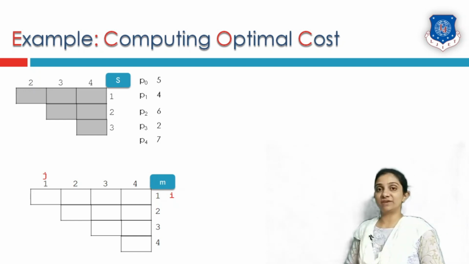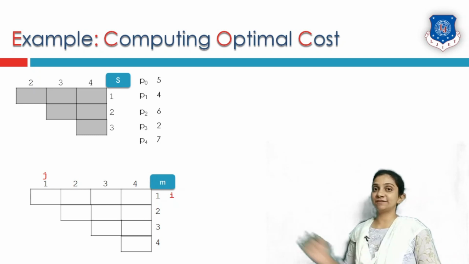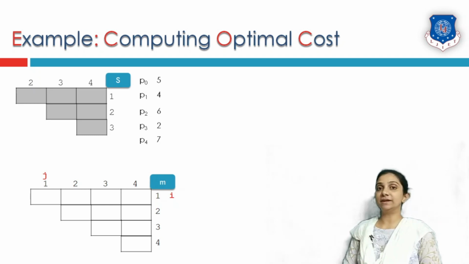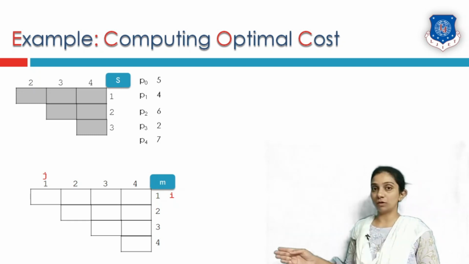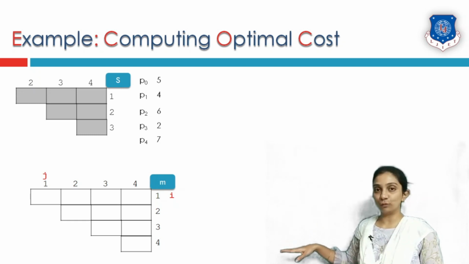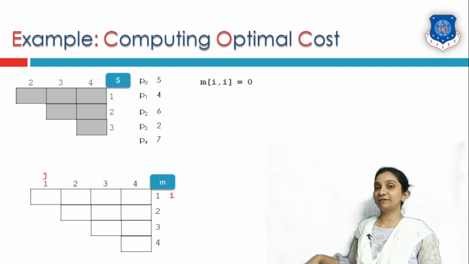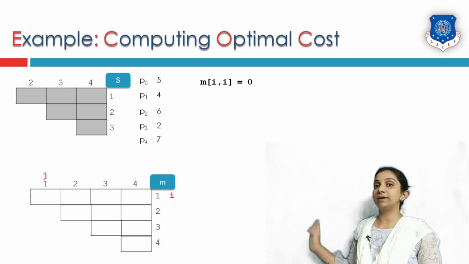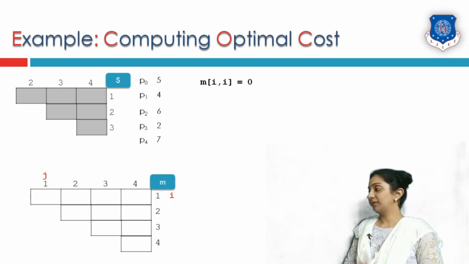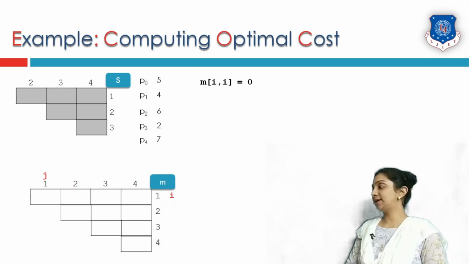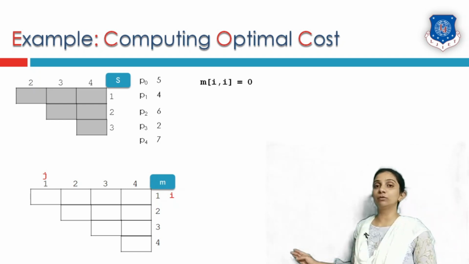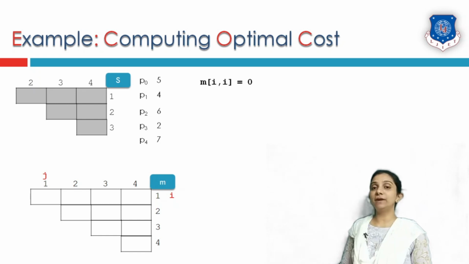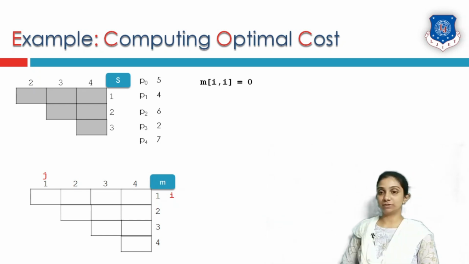Our P vector is ready and the M and S tables are already created. Note carefully that in the S table there is no first column and there is no fourth row. Alright, so let us start with m of i i, where row number is equal to column number. First thing, before we proceed, I will tell you how we are going to fill up this particular table. The table is going to get filled up in a diagonal fashion.